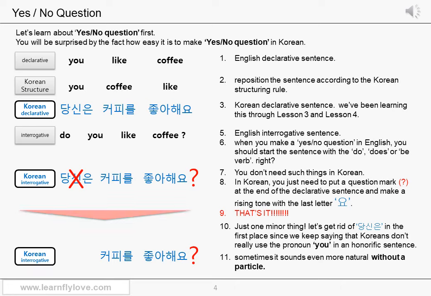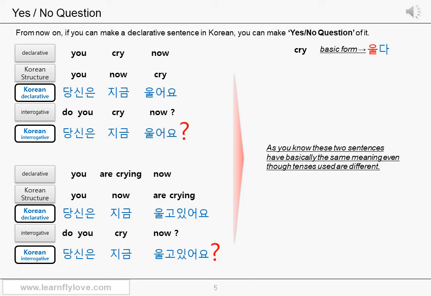좋아해요? Okay? Sometimes it sounds more natural without a particle. 커피 좋아해요? Do you like coffee? 커피 좋아해요? When you make an interrogative sentence in Korean, quite often it sounds better without a subject particle or an object particle. We don't know the reason why, it's just the way Koreans say. The point is, the verb does not change. Just add a question mark, that's it. From now on, you can make any yes-no question if you can make a proper declarative sentence.